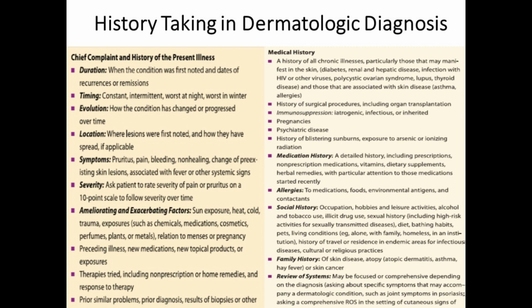Key components of history taking. Duration, timing such as constant, intermittent, worst at night or winter. Evaluate the changes of the lesions over time. Location and presence of any symptoms such as pruritus, pain, bleeding, non-healing, associated with fever or systemic signs. Comprehensive review of systems for cutaneous signs of systemic disease.